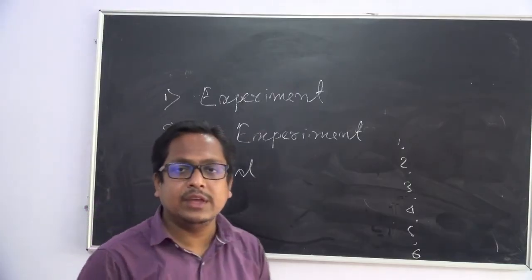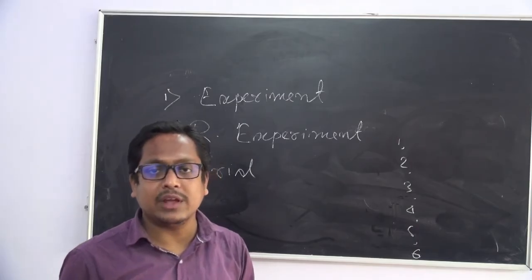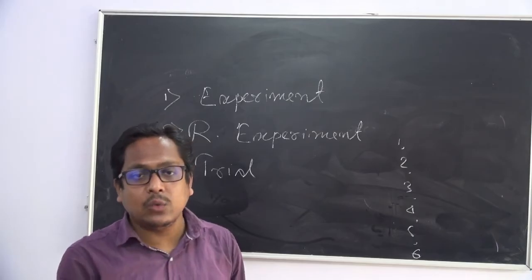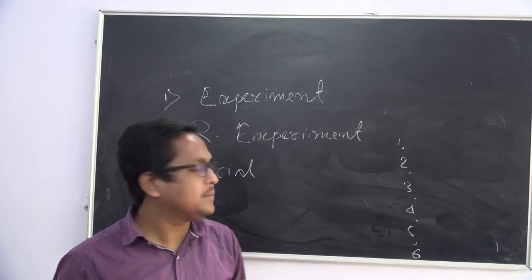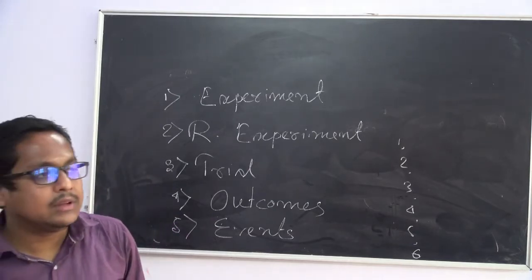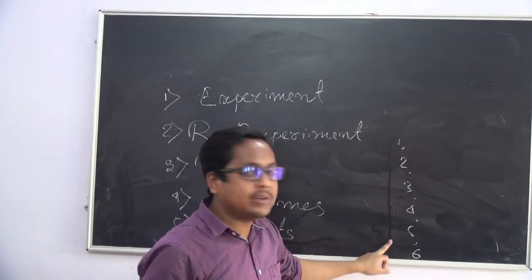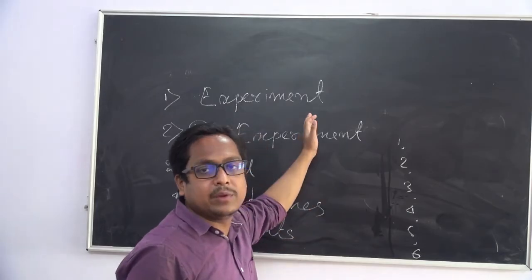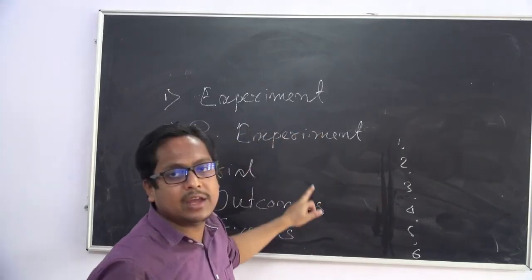trial. If we conduct an experiment by tossing a coin or throwing a dice 20 times, this is a random experiment, and each performance, 1, 2, 3 up to 20, is known as a trial. Next is outcomes. These are the results of the random experiment. This is known as the outcome of that particular experiment.